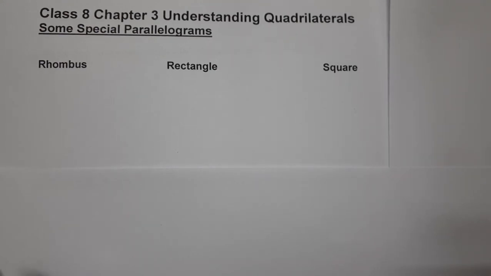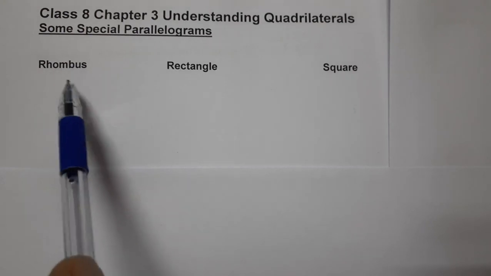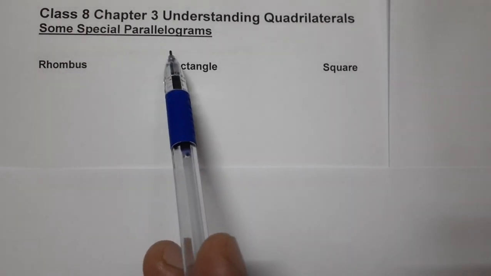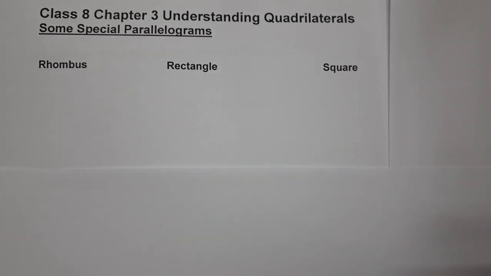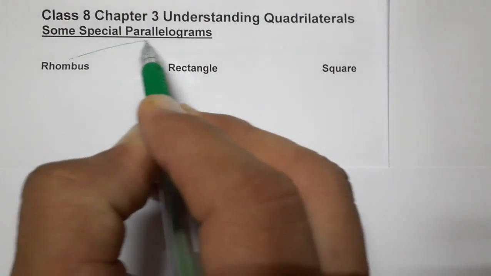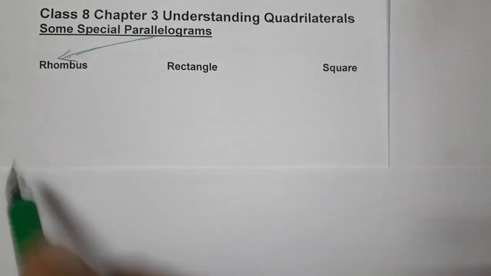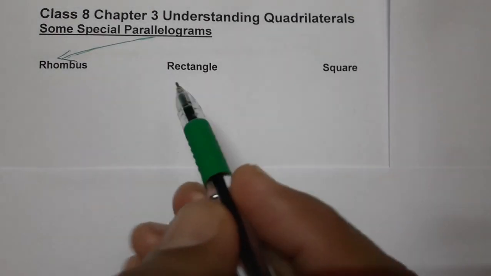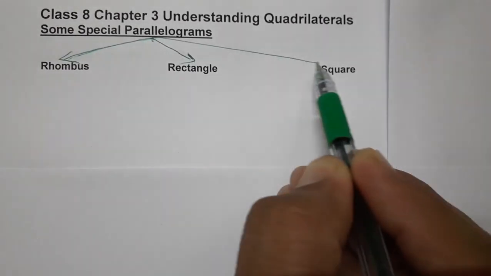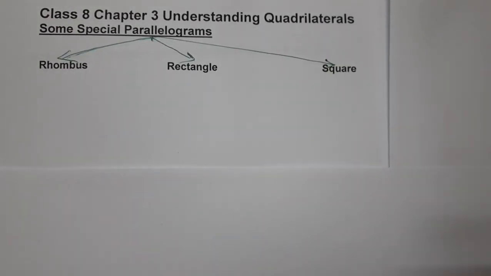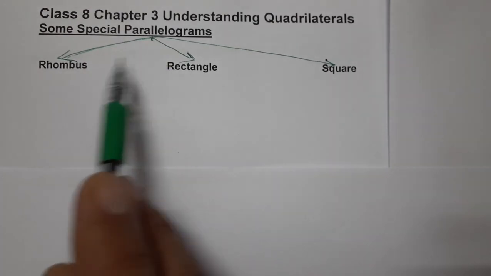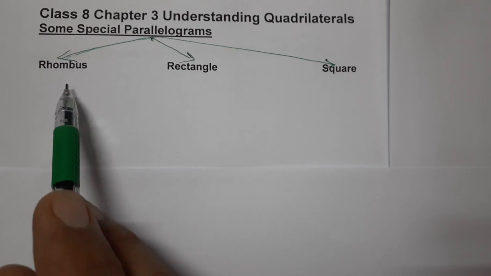Now we are going to study some very important special parallelograms, and they are firstly rhombus. These all are special parallelograms. We are going to learn all of them one by one. Secondly, rectangle, and the third one is square. So there are three special parallelograms we are going to study now.